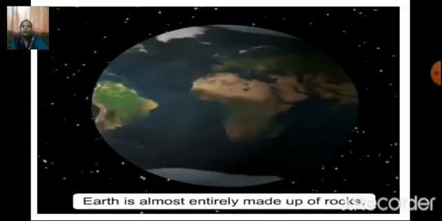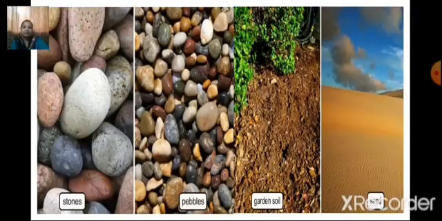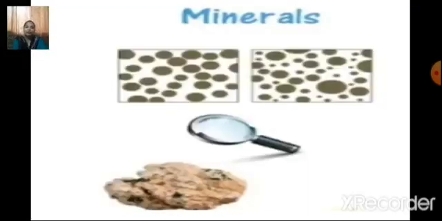In the outermost layer of the earth, that is the crust, we can find rocks in mountains, in valleys, in the hills, even at the bottom of the rivers and seas. The stones, pebbles, garden soil, sand are all made up of rocks. But can you tell me what the rocks are made up of? Rocks are made up of tiny grains called minerals.